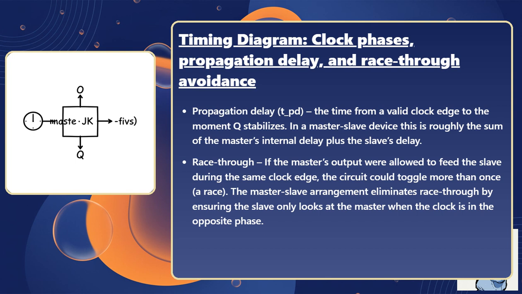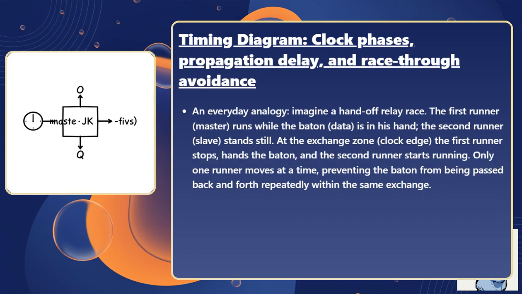An everyday analogy, imagine a handoff relay race. The first runner, the master, runs while the baton, the data, is in his hand, and the second runner, the slave, stands still. At the exchange zone, the clock edge, the first runner stops, hands over the baton, and the second runner starts running. Only one runner moves at a time, preventing the baton from being passed back and forth repeatedly within the same exchange.